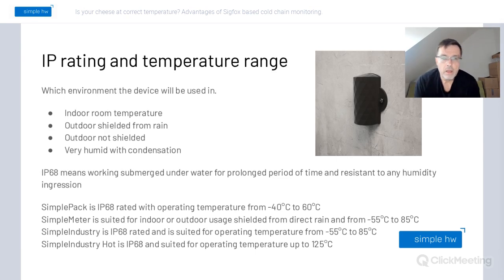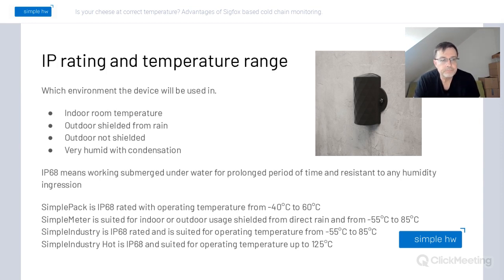IP rating. You should define what kind of environment the sensors will be used in, whether it's indoor, outdoor shielded from rain, outdoor not shielded from rain, or a very humid environment with condensation. We have different devices for different environments.